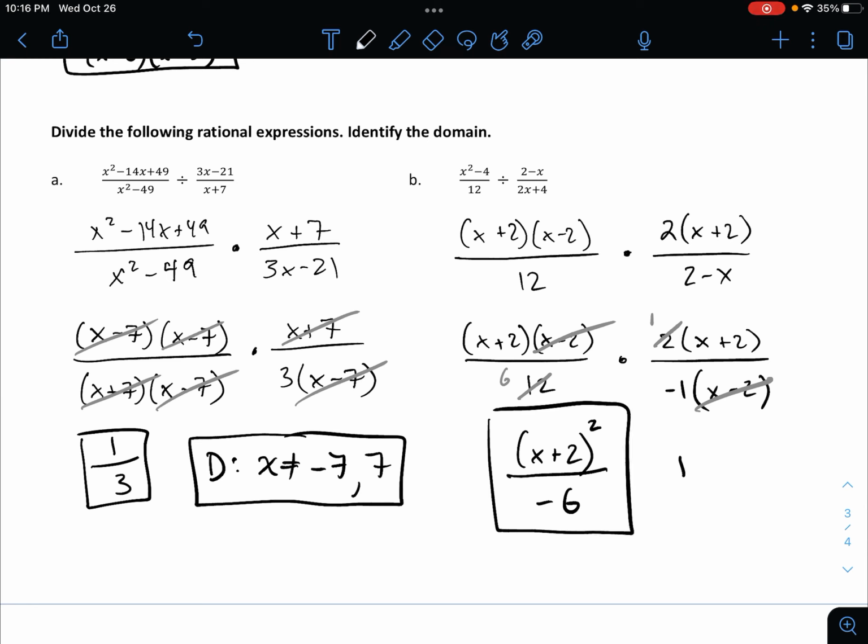There's my answer. Domain is what x is not allowed to be. So I'm only looking here, right? I don't care about the numerator at all, right? Just looking at my denominator. So I know x cannot equal positive 2. And that's it.